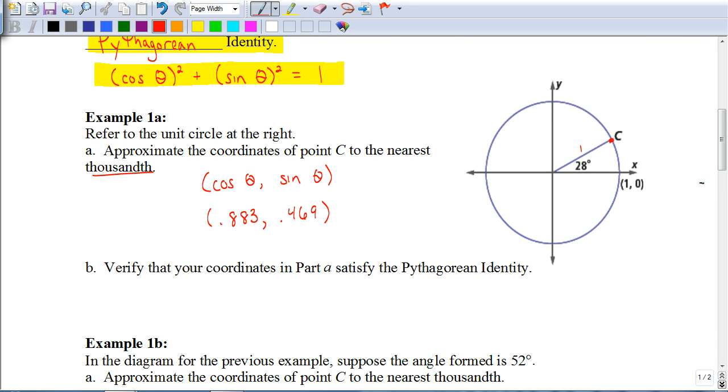And we want to verify that your coordinates in part A satisfy the Pythagorean identity. So what you're going to do is take your value for x, 0.883, and square it, plus your value for y, 0.469, and square it. We want to see, does that equal 1? And sure enough, if you do that on your calculator, it does equal 1. So it is a true statement. So this does verify, it does satisfy the Pythagorean identity.